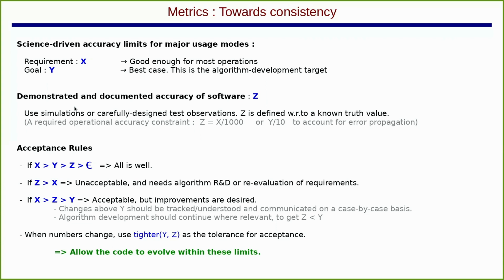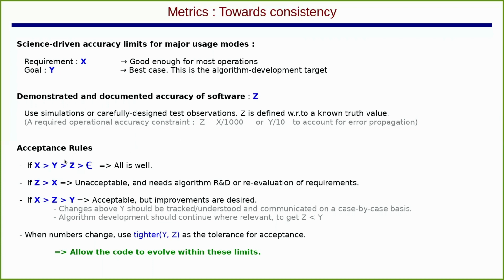Along with this, we have to also demonstrate the numerical and absolute limits of the software given ideal data. And this is where the accuracy of the solution for an idealized mathematical model, how good is that? And that's what we may call a Z over here. And for this, we may use simulations or carefully designed test observations compared to known truth values. And now for a given use case or a usage mode, once you have these three numbers, in principle, it is possible to define clear acceptance rules.